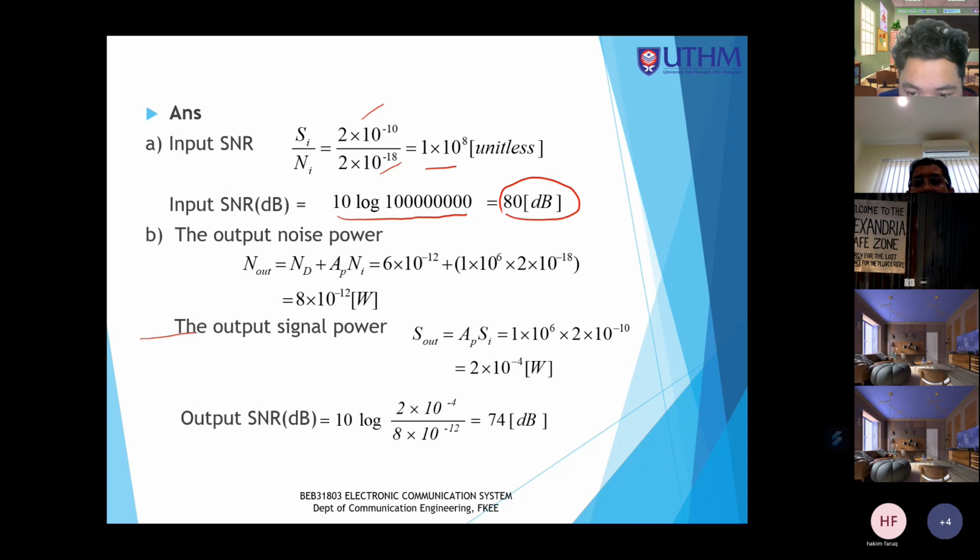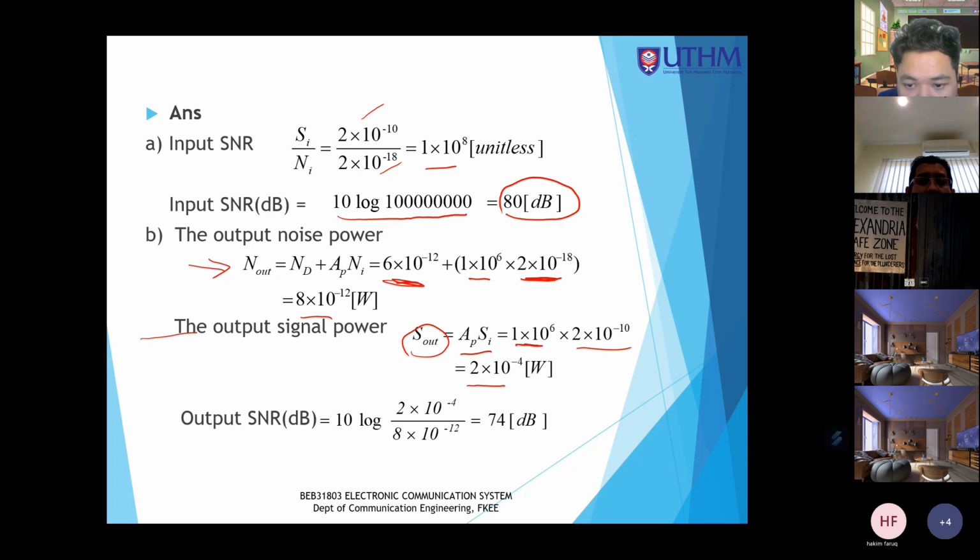So saya lompat ke sini sekejap. So S out is equal to gain multiplied with the input signal power. 1 million. Kalau you lihat gain dia 1 juta besar. So 1 million times input signal power. So we're gonna get 2 times 10 power of minus 4. Then we can find the N out is equal to ND plus APNI. So this is the internal noise power plus gain multiplied with input noise. So we get 8 times 10 power of minus 12 watt.